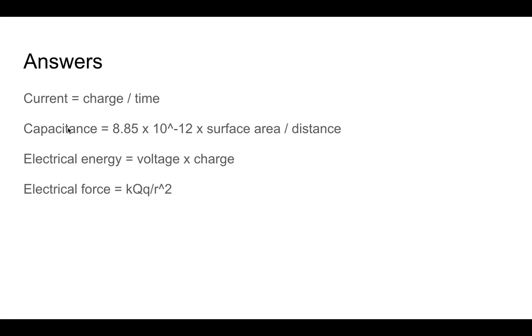There are 2 equations for capacitance. One is charge over voltage, and the other one is this constant, 8.85 times 10 to the minus 12, times the surface area, which we do know, which is 2, and then divided by the distance, which was 10 centimeters or 0.1.